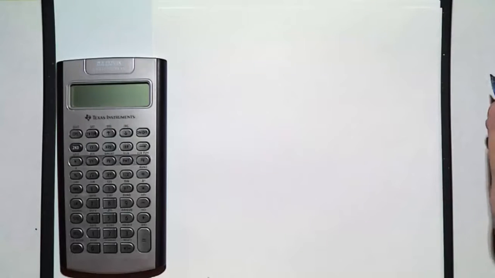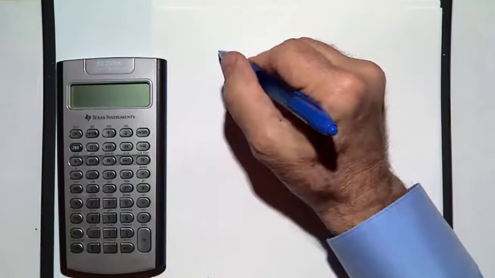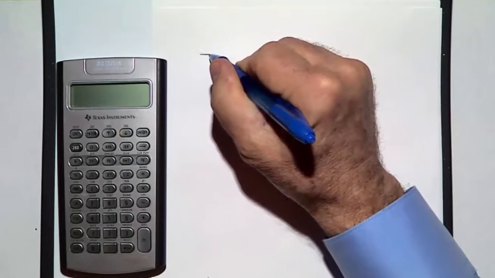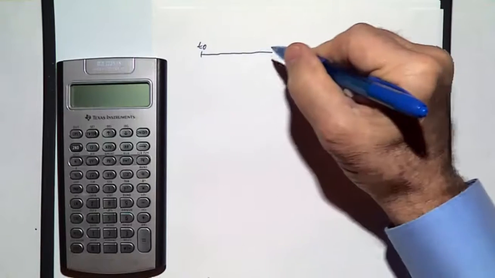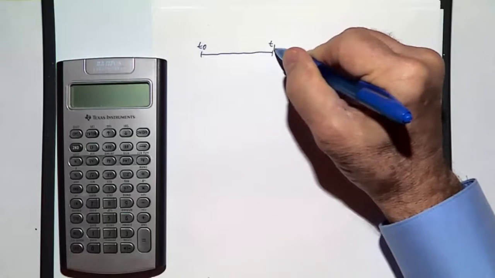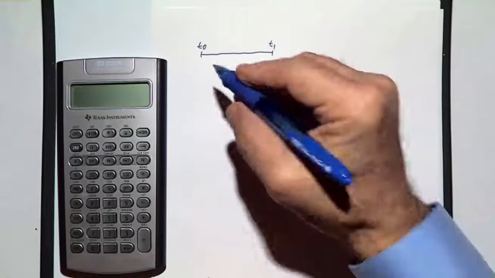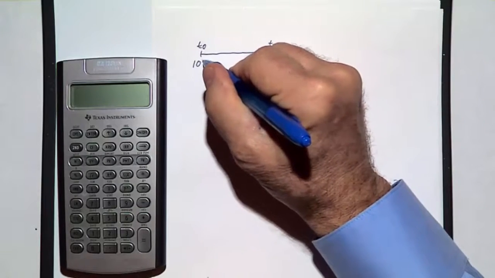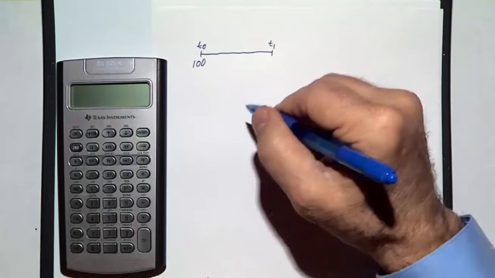Let's talk about the concept of simple interest versus compound interest. Let's assume that you have one time period, and I like to show the time period starting at time 0, which would be right now, and ending at time 1. And normally we're talking about a year, but it could be a month. Let's say we start with $100, and let's say that we earn 10% interest.